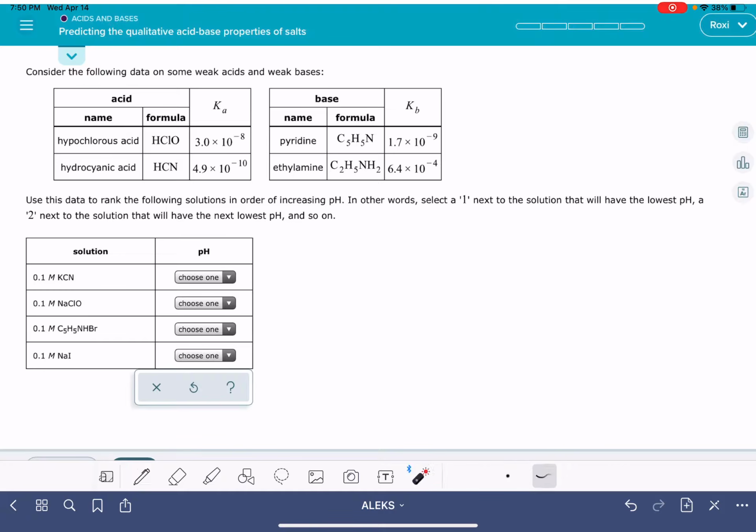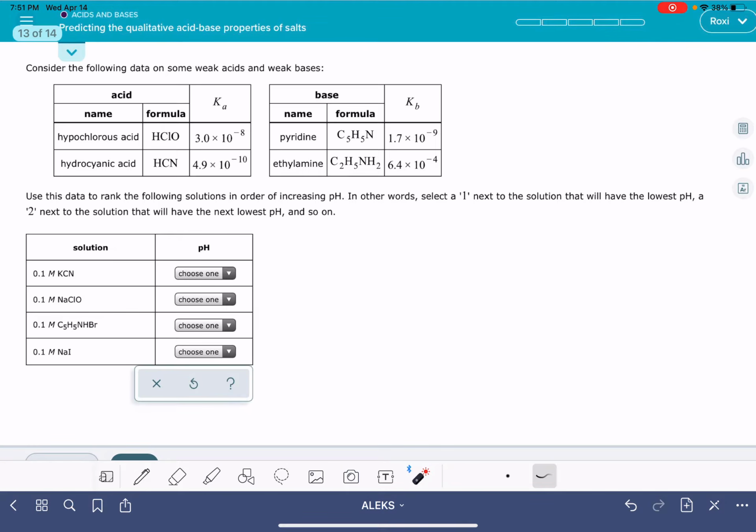In this video, I'm going to show you how to solve the ALEKS problem called Predicting the Qualitative Acid-Base Properties of Salts. This problem is actually really tricky, so you're going to want to take your time while you're working on this. Go slowly and make sure you don't make any mistakes. For this problem, you're going to be given 4 solutions.